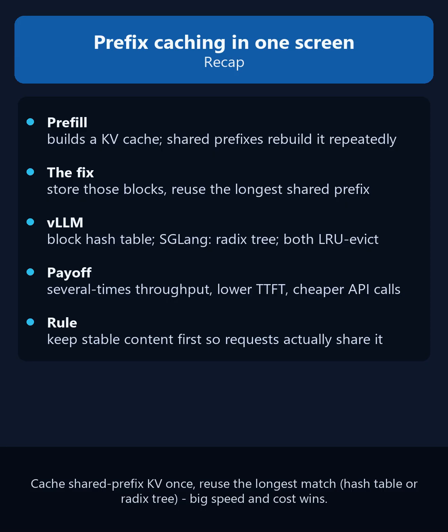Quick recap. Prefill builds a key value cache, and shared prefixes rebuild the identical cache again and again. Automatic prefix caching stores those blocks and reuses them. Matching the longest shared prefix, vLLM uses a block hash table. SGLang uses a radix tree, both with least recently used eviction. It can boost throughput several times, cut time to first token, and slash API costs, as long as your requests actually share a stable front.